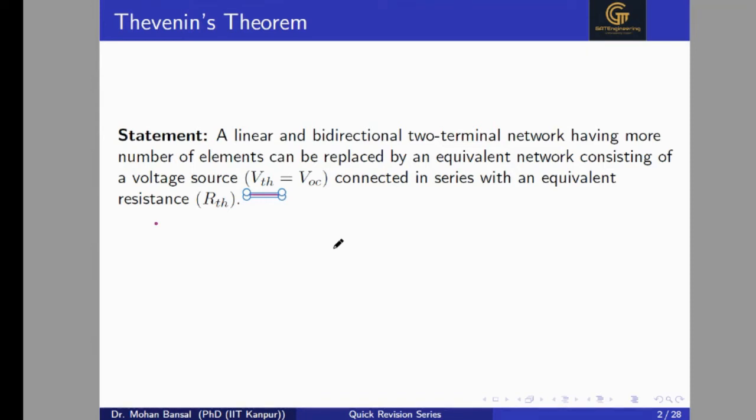We are given a few sources and a number of resistors, and this should be a linear and bidirectional network. So this theorem is applicable for resistor, inductor and capacitor components. It is not applicable for the diode because a diode is a one-directional element, not bidirectional. So diode and transistor are not applicable. Diode is a non-linear device, so Thevenin's theorem is applicable for a linear bilateral or bidirectional network, and we can replace a number of elements by a single VTH and a single RTH.